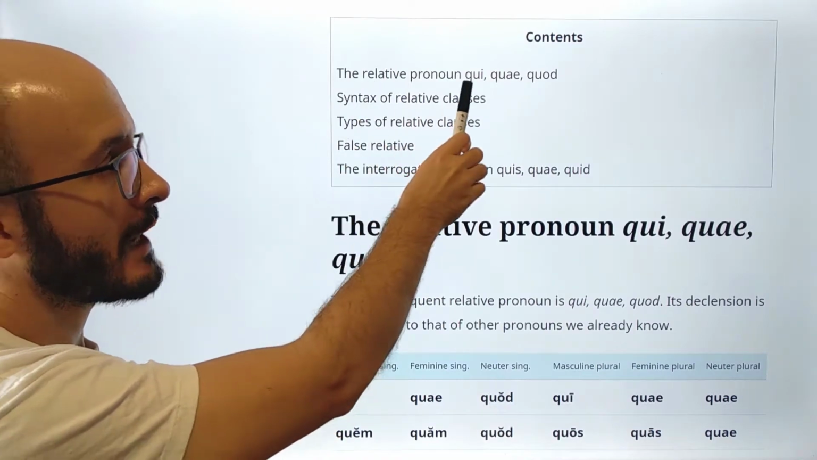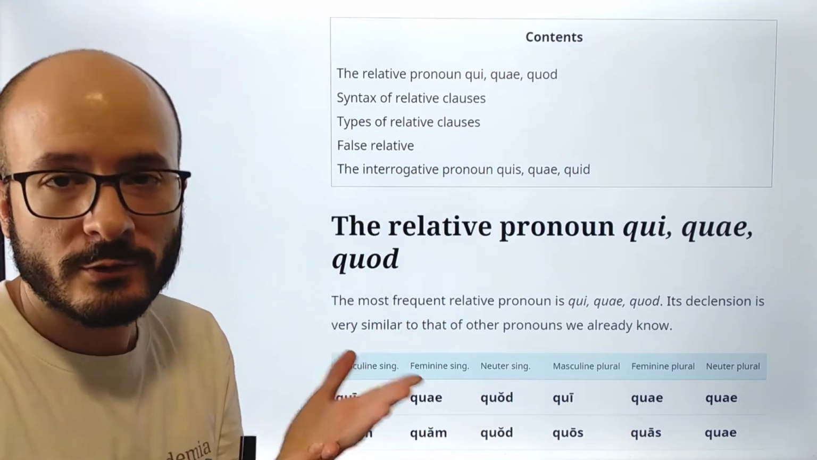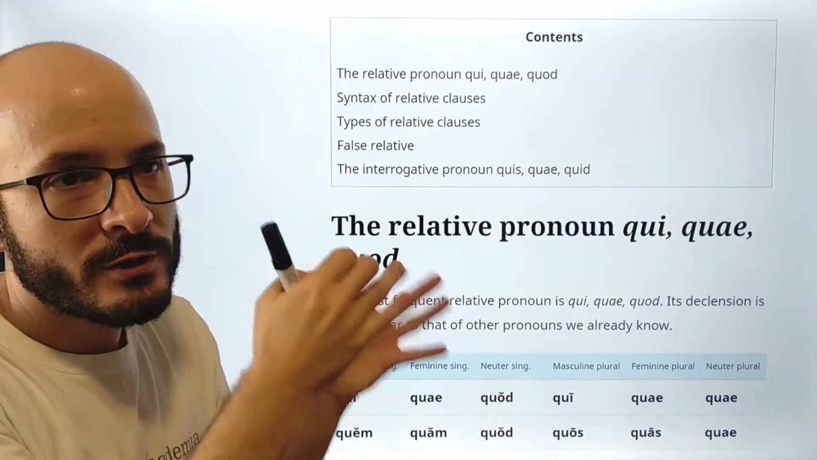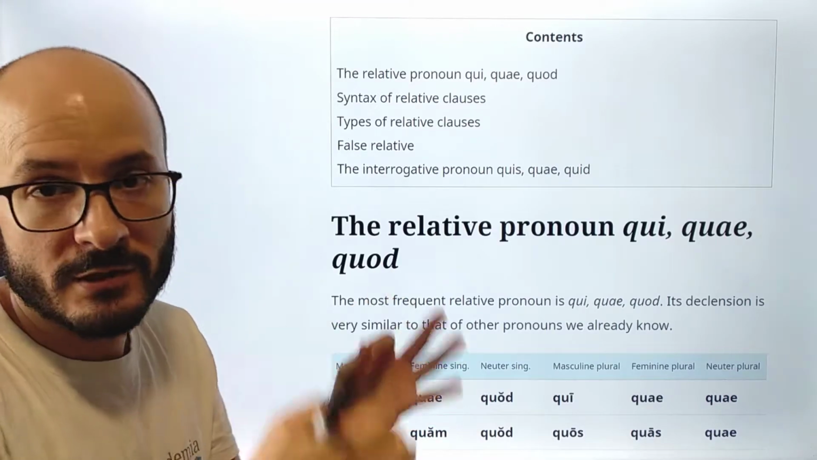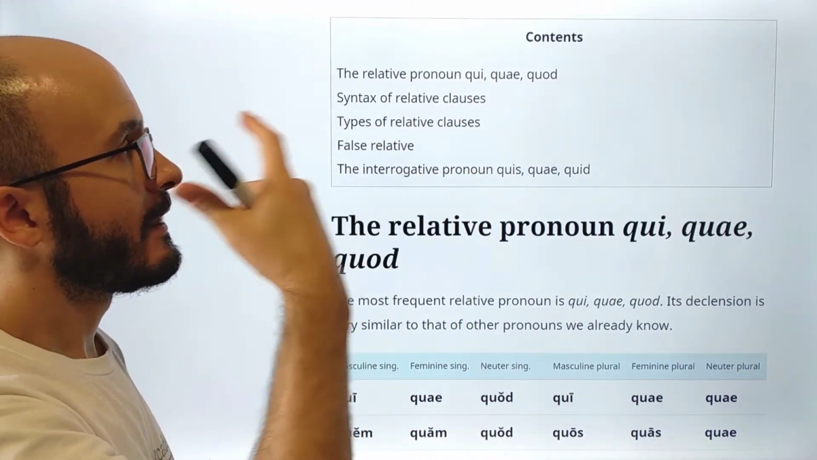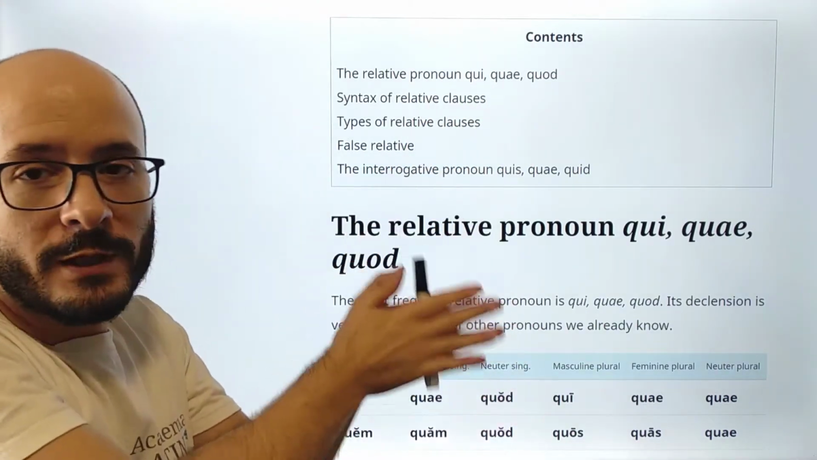So the relative pronoun. Of course there is more than one relative pronoun in Latin, but we are going to study the one which is used like 95% of the time: qui, quae, quod. Then this is the pronoun itself. Now, why do we need this pronoun?